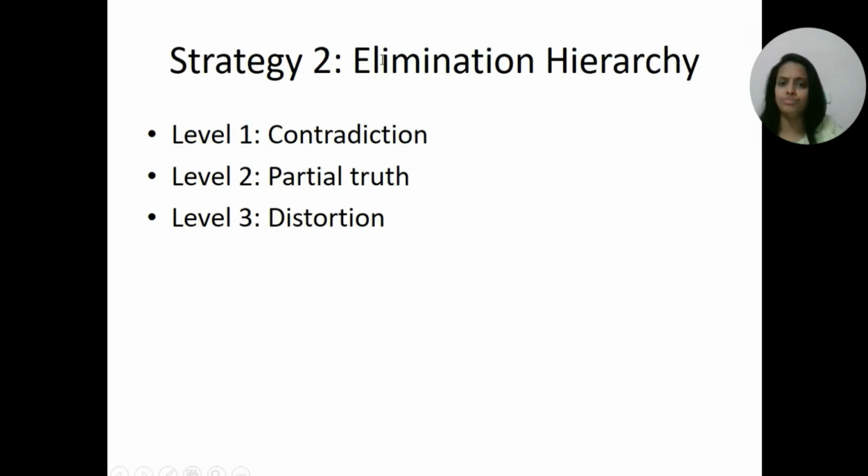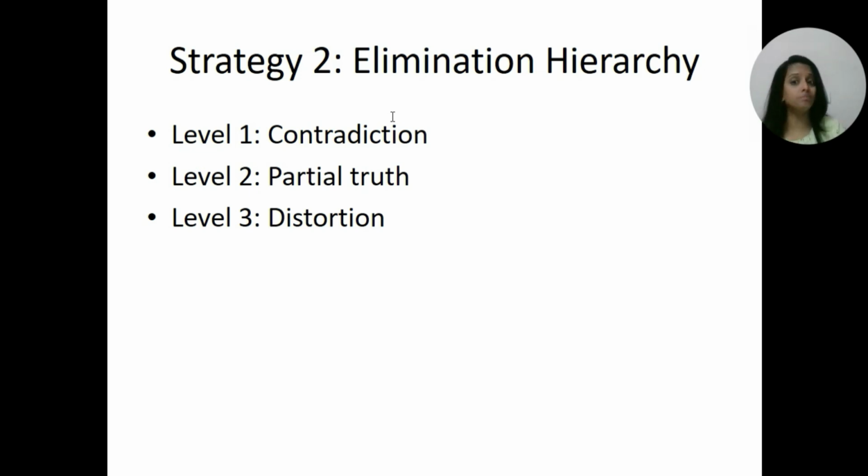My next strategy for this one is elimination hierarchy. Most students try to find the correct answer, but toppers remove answers systematically. I'll tell you how. They build elimination in 3 levels. Level 1, direct contradiction, which means the option says something exactly opposite to the passage. You can eliminate that.